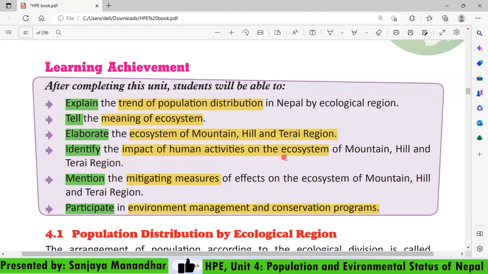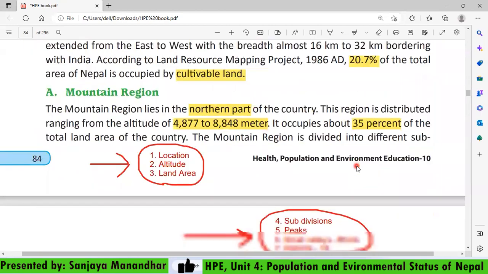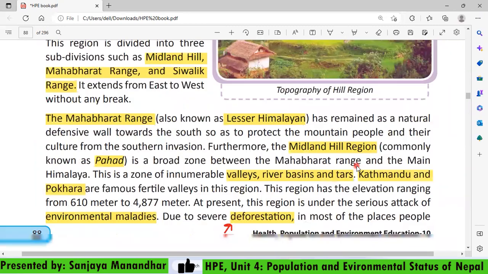Now our another learning objective is impact of human activities on the ecosystem of mountain, hill and Tarai region. We know about the ecosystem of mountain, hill and Tarai region. Now, what types of impacts of human activities are there in the ecosystem of mountain, hill and Tarai region? Let's see. Because of human activities, what are the impacts on the ecosystem? Let's talk about that.